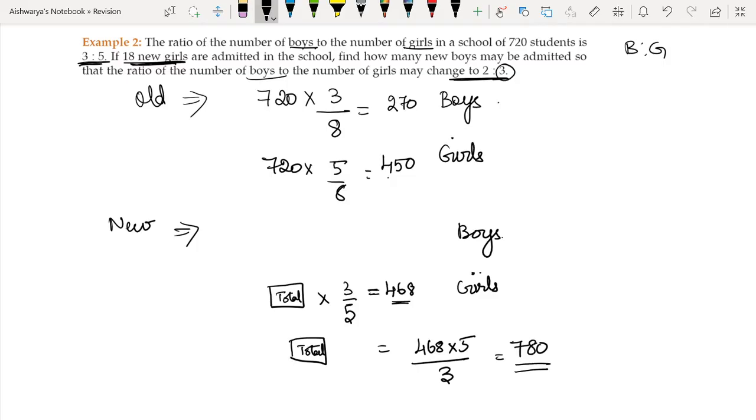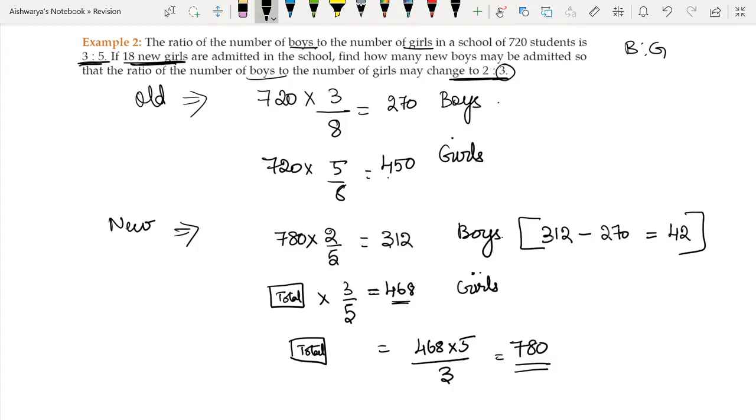Now using this I can find the number of boys. So 780 into, instead of 3 by 5, I will put 2 by 5. So how much do I get? 312. So the number of admissions of boys is 312 minus 270, which is equal to how much? 42. Correct. Very good. Yes, 42 is the correct answer.